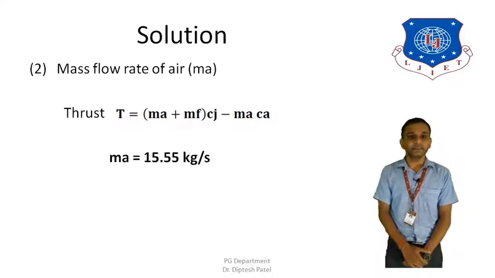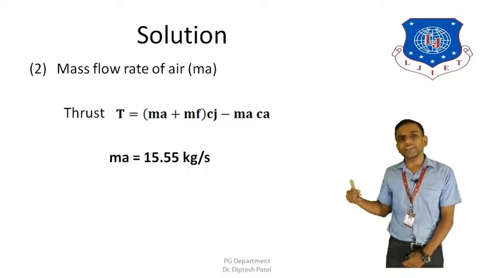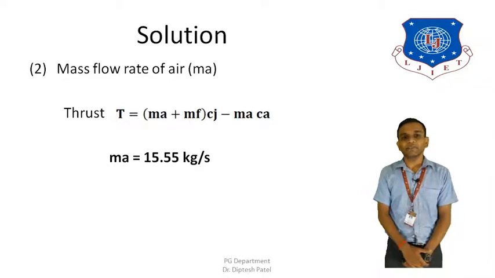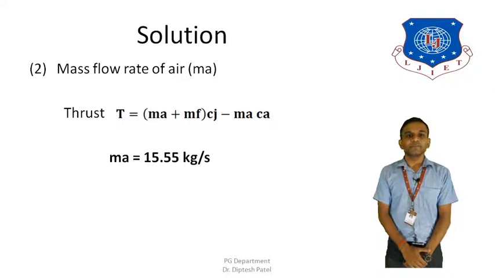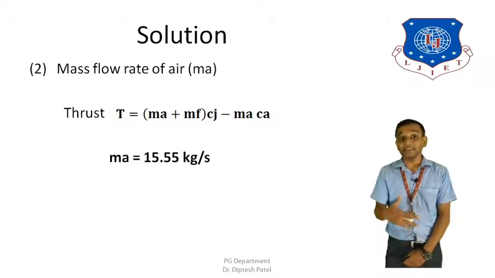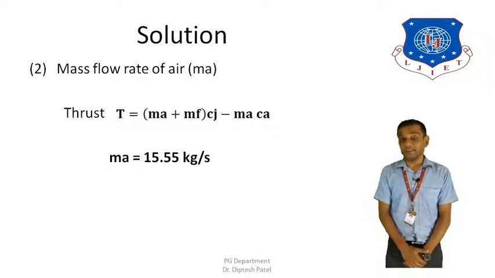So thrust is 6500 Newton, CA 200 meter per second, CJ is 605.8 meter per second, and air fuel ratio is 50 gm1. So let's replace these terms with the different values, and let's find out the values of MA. After going through the equation, we should be able to get MA is equal to 15.55 kilogram per second. So that is the amount of air which is entering into the aircraft per second in kilogram.